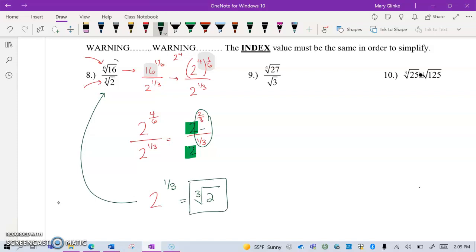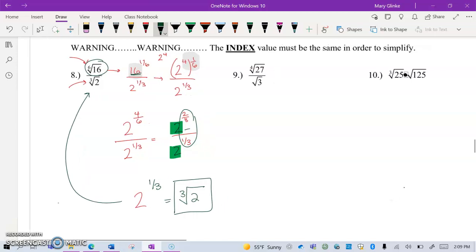So to recap, we started in radical form. We could not deal with that. We changed it to exponential form. We also changed any number that was not a prime number into a different form to help us deal with that. And then we used our exponent rules and changed back to radical form.